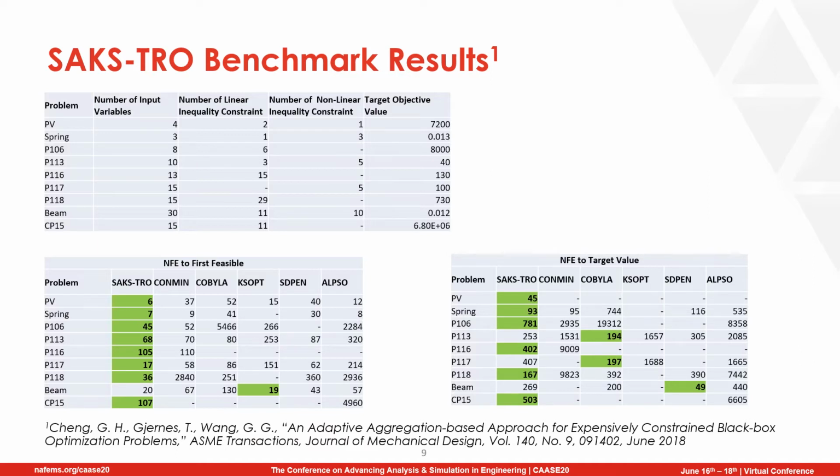SAXTRO is fastest to find first feasible design for all benchmark problems except the beam problem, where KSOpt was able to find a feasible design only at 2 runs, where their mean value of number of function evaluations are 19, where SAXTRO was able to find the first feasible design in 30 runs, and the mean value of the number of function evaluations are 20.